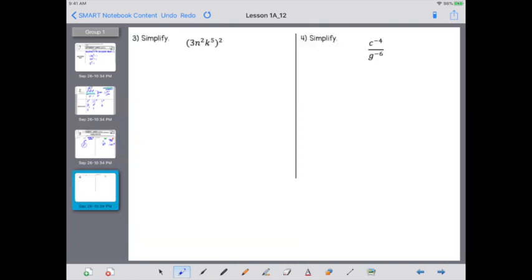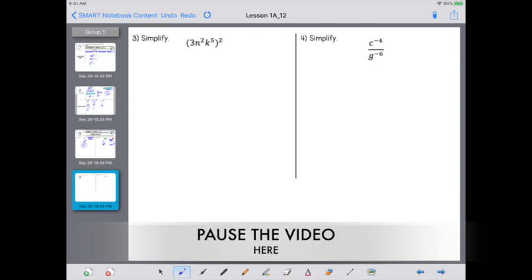All right, let's move on to 3 and 4. Try these on your own. There are some negative exponents, and we'll check it in a little bit.